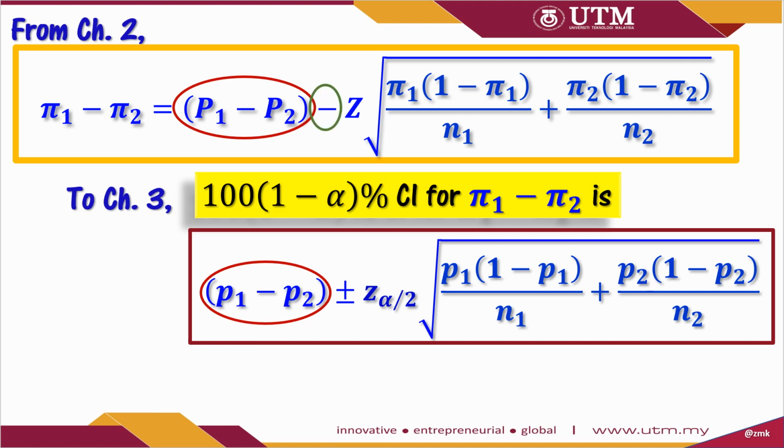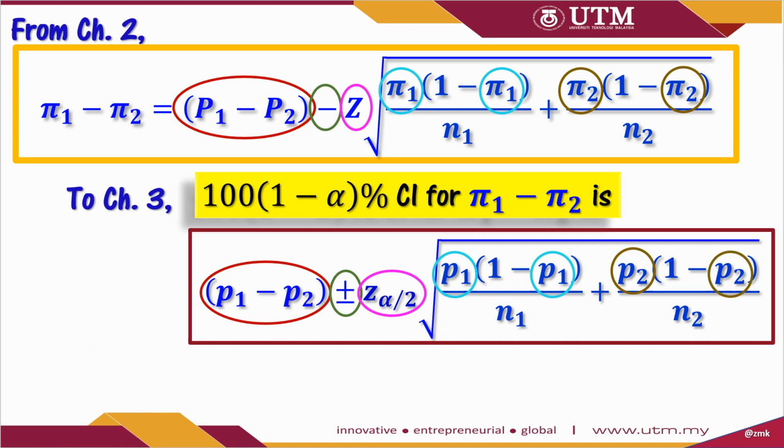The minus sign now changes to a plus and minus sign, since we have a two-sided confidence interval based on a Z distribution. The Z random variable in the first expression now changes to a Z score at alpha over 2, and the notations pi1 and pi2 are replaced by P1 and P2 respectively.